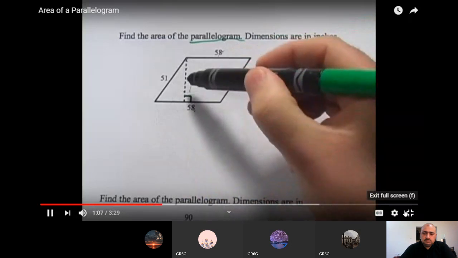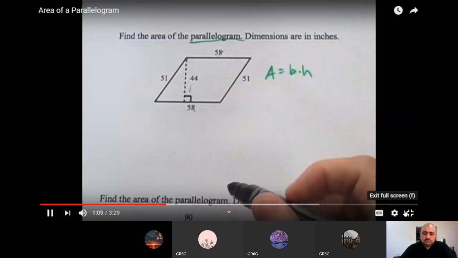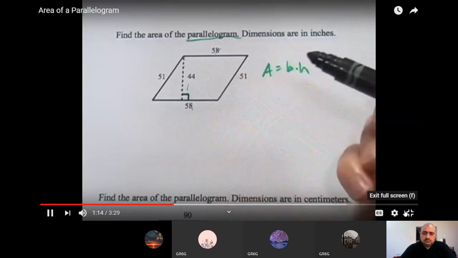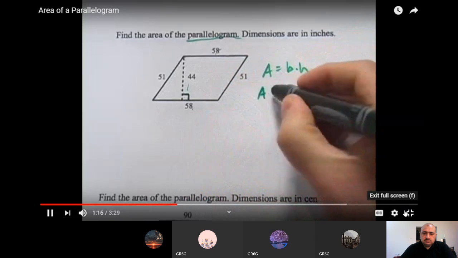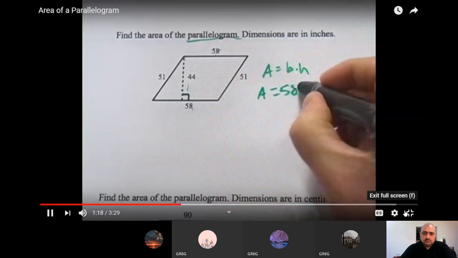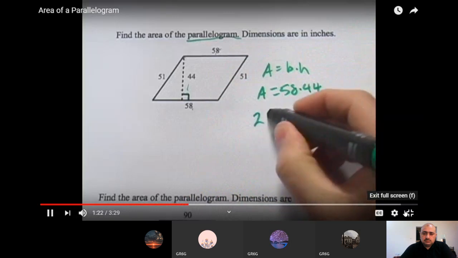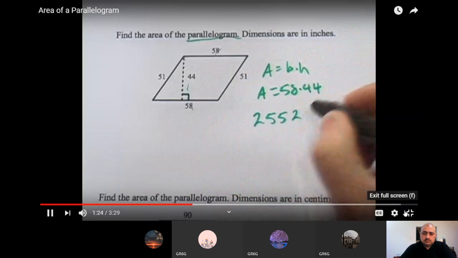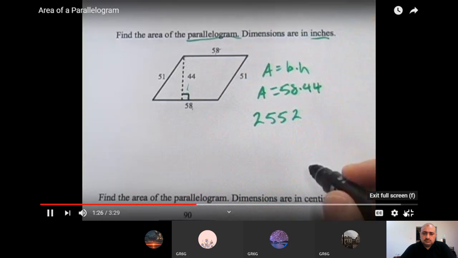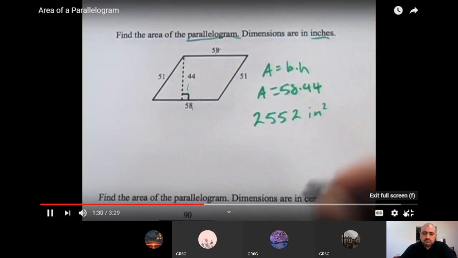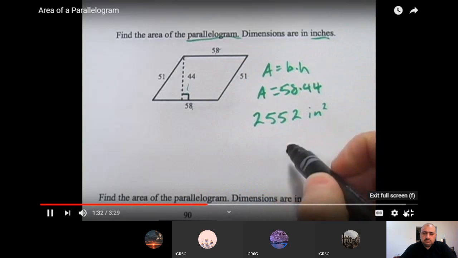So you'll see that dashed line drawn in here. That's the height of the parallelogram. But once you've got the base and the height, you're good to go. You simply multiply those two. So this one is 58 times 44. And if you punch that in your calculator, you should get 2,552. Now, they told us the dimensions were in inches here, but this is area, so remember this is going to be square inches when we get the answer for area.